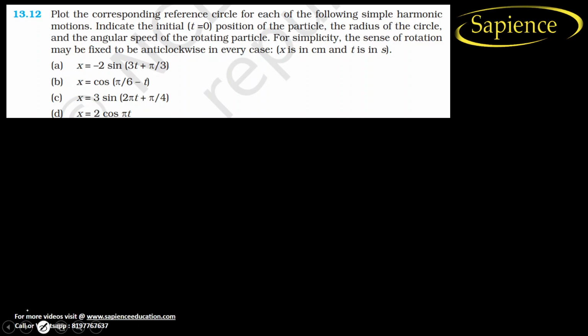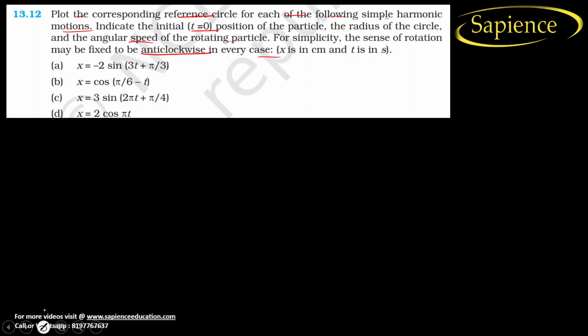Now here the question says: what is the corresponding reference circle for each of the following simple harmonic motions? Indicate its initial time t equal to 0, the position of the particle, the radius of the circle, and the angular speed of the rotating particle. For simplicity, the sense of rotation may be fixed as anti-clockwise in every case.